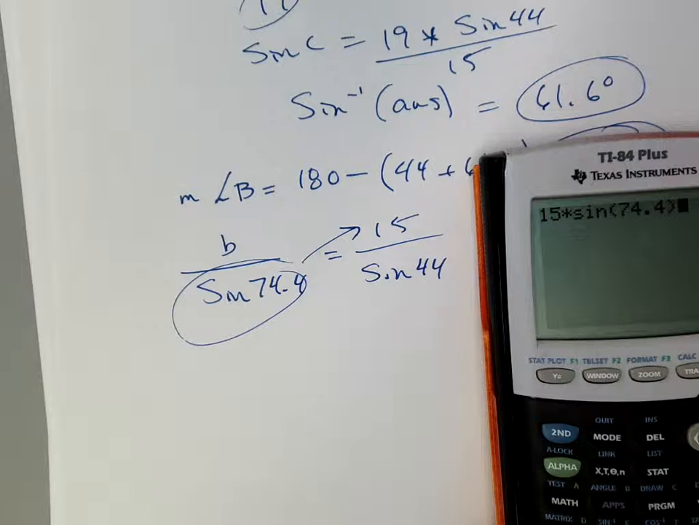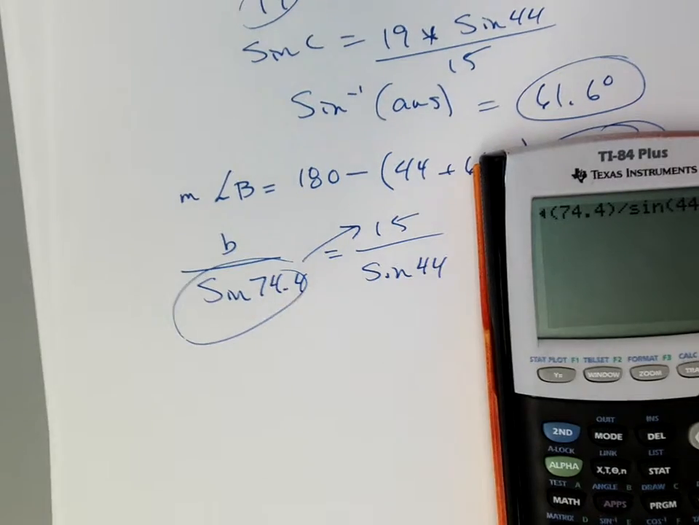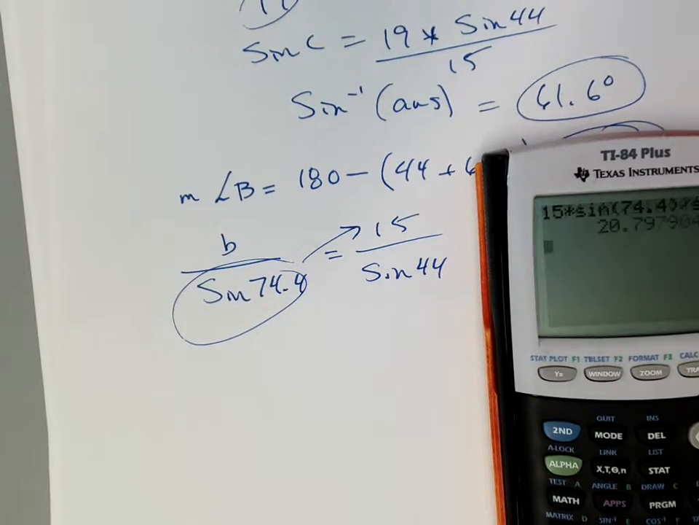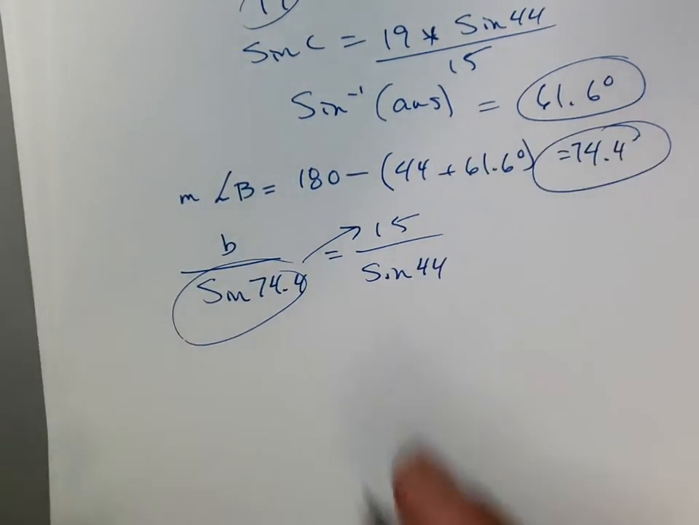Close my parentheses, divided by sine of 44. And you do not need to do an inverse because you're not finding an angle, right? You will not use the inverse button. You're just going to, boom, there's my answer, about 20.8.